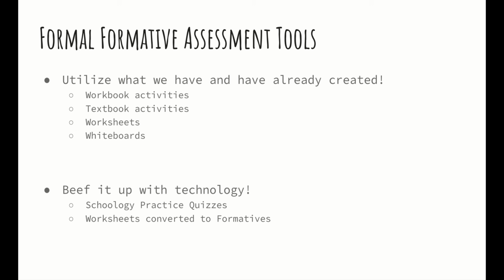We can also beef this up with technology through our learning management system, Schoology. We can create practice quizzes, and we have a lot of them, and others will need to be created. And then we can also take our worksheets and convert them to a program called Formative. Formative, if you are not familiar with it, is an awesome program that allows you to take a worksheet, make it digital, and then allows students to get instant feedback, allows you to see where students are. It marks things red or green depending on where they're at. And there are a lot of assessment tools there that you can use.